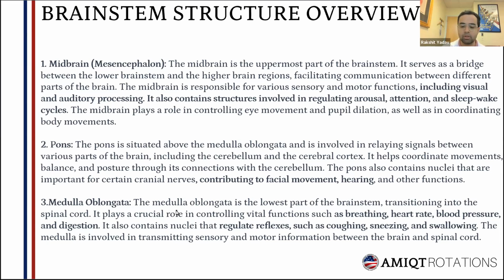Then we have the medulla oblongata. The medulla is the lowest part of the brainstem and transitions into the spinal cord. It plays a crucial role in controlling vital functions such as breathing, heart rate, blood pressure, and even digestion. It also contains nuclei that regulate reflexes, such as coughing, sneezing, or swallowing. So this is involved in sensory and motor information between the brain and spinal cord.